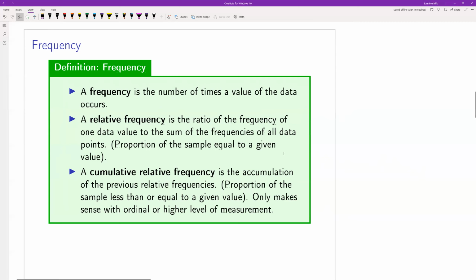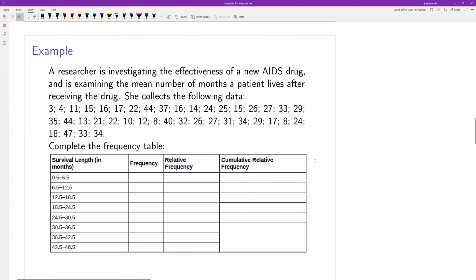Now that we've got this idea of frequency, we can actually start discussing some different types of graphs. Let's take a look here at this data gathered by a researcher who's establishing the effectiveness of a certain AIDS drug in very severe cases. After applying the drug to the different cases, they measured how long the patient lived in months. We're going to fill in a frequency table based on this data.